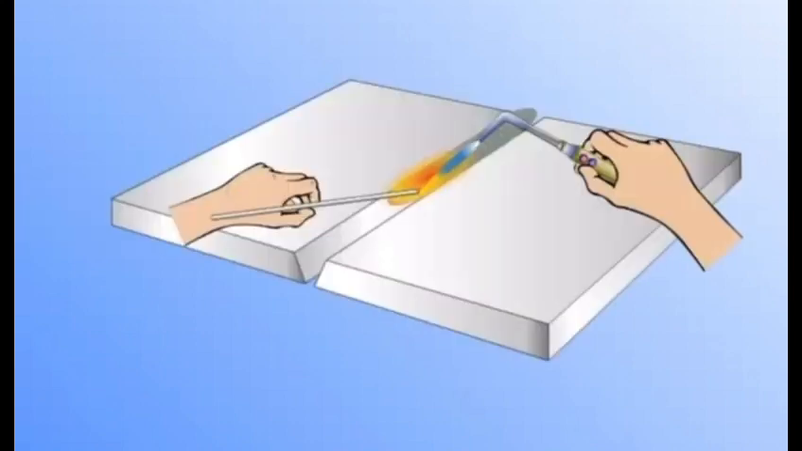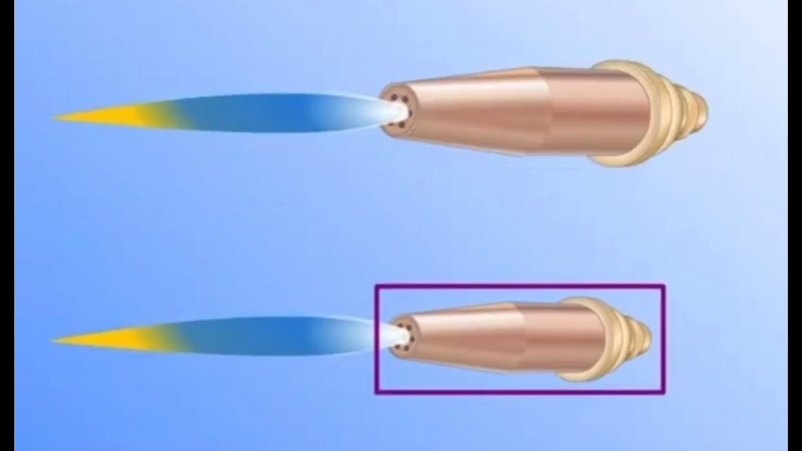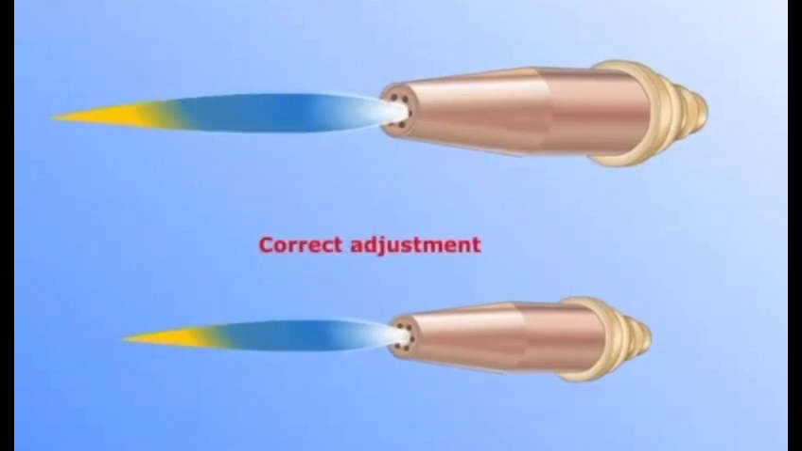Next comes excessive penetration. It occurs when the angle of slope of nozzle is too large and when the flame velocity is too high. To avoid this, select the correct nozzle size and regulate the flame velocity accordingly.